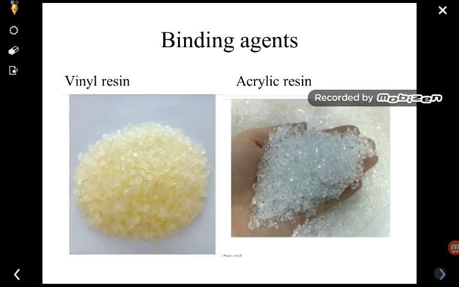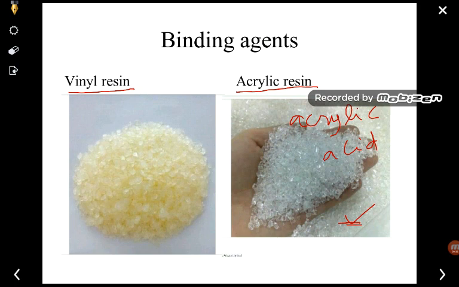So here you can find certain pictures: this is the picture of the vinyl resin and this is the picture of the acrylic resin. You can say that acrylic resin is a thermoplastic, एक प्रकार का वो प्लास्टिक का मटेरियल होता है, and it is a plastic substance which is normally derived from acrylic acid. So either vinyl resin, acrylic resin or epoxy resin, these are used as a binding agent in order to adhere the molecules together.